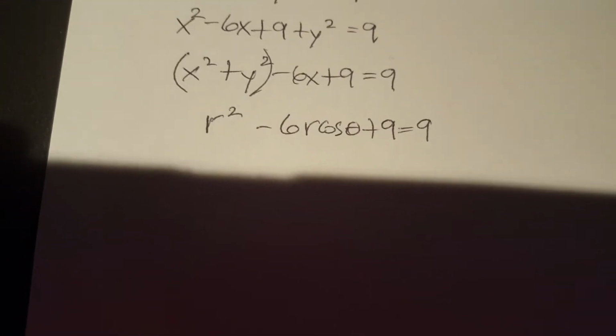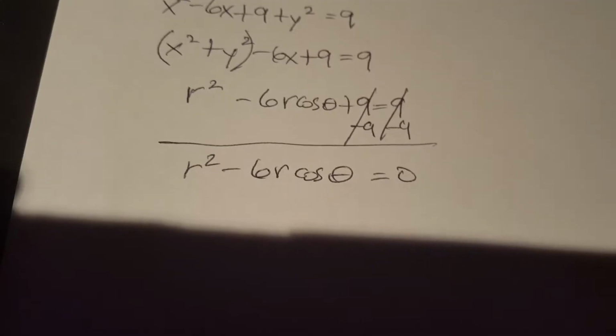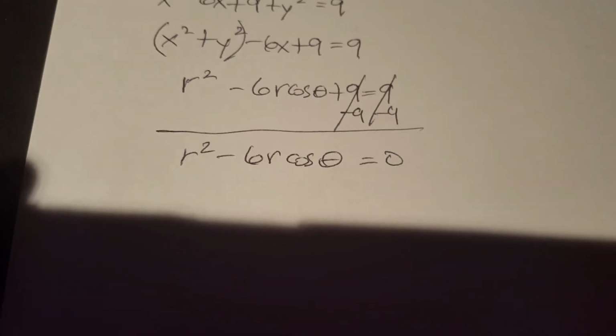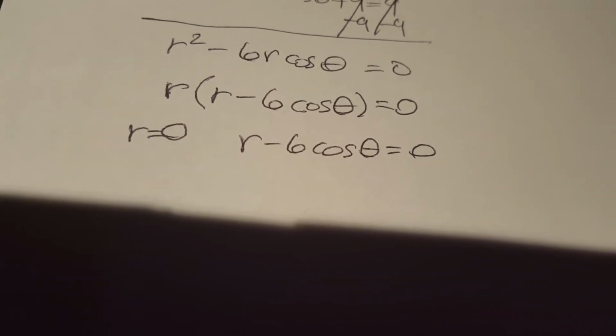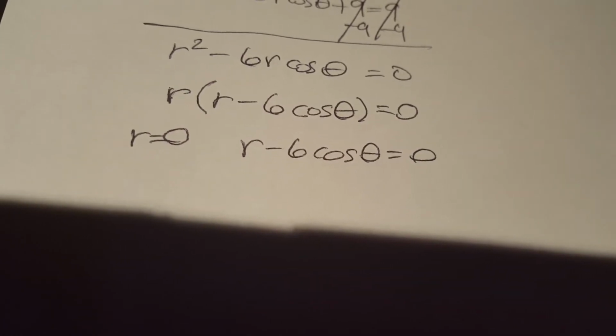So x squared plus y squared is r squared, and remember that x is r cosine theta. I have 9 on both sides, so I'm going to subtract 9 on both sides, and those 9s cancel. After we cancel those 9s, we have r squared minus 6r cosine theta equals 0. Let's factor out one of those r's. Let's set both of those factors equal to 0. So we have r equals 0 and r minus 6 cosine theta equals 0.